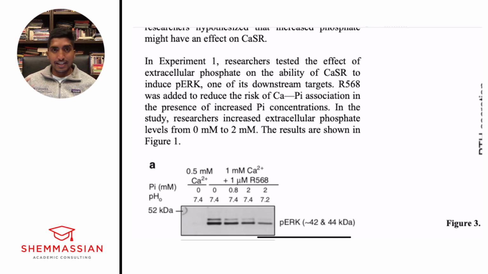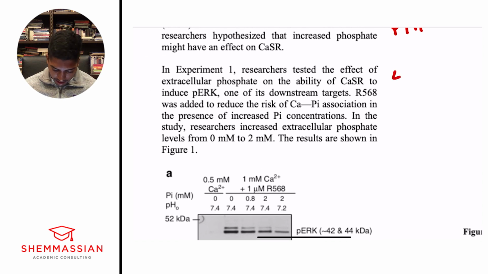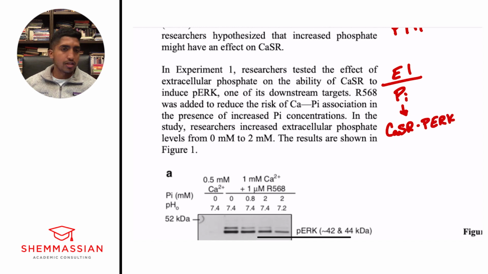Alright, so again, the question we ask is, what is happening? And I want a quick summary. There's so many details that we'll see, but we want something quick. So here I'm just writing experiment 1, right? I'm just going to write phosphate, PI, effect on CASR, PERK, right? That's all we're thinking. What is the experimental setup? The effect of PI on the CASR PERK downstream target.